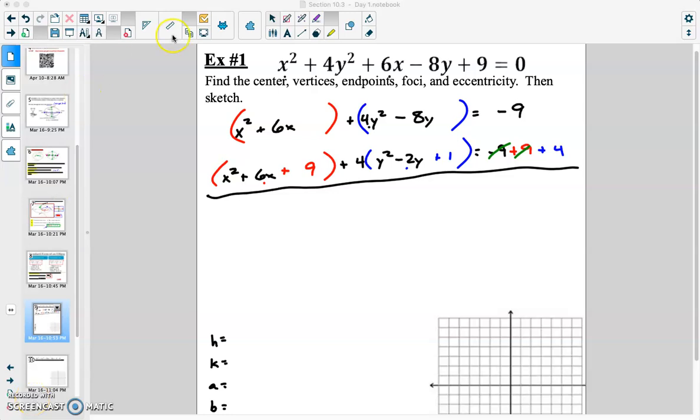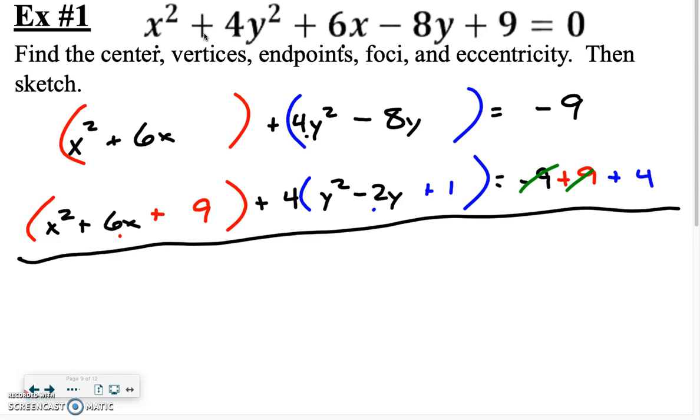All right, so for example number 1, picking up where we left off, and this is where the video timed out. So all that we did, again, just to recap this: we started off not in standard form. Recognizing at this point, we don't know if it's horizontal or vertical, not until we get into standard form.